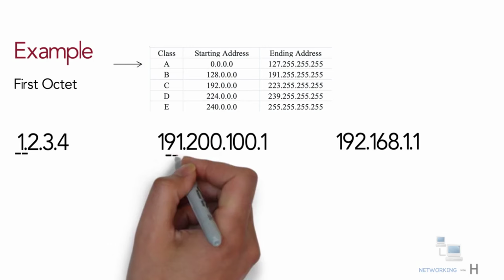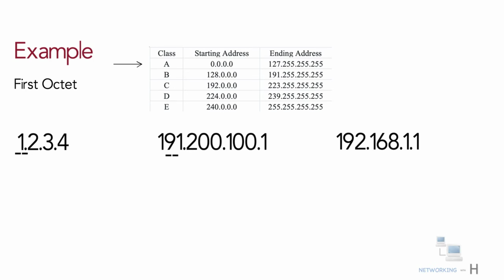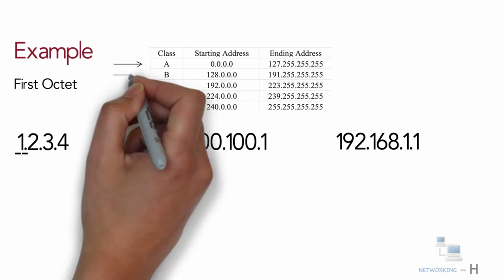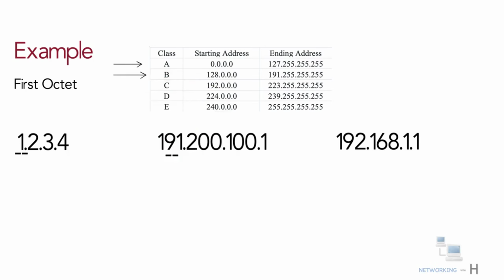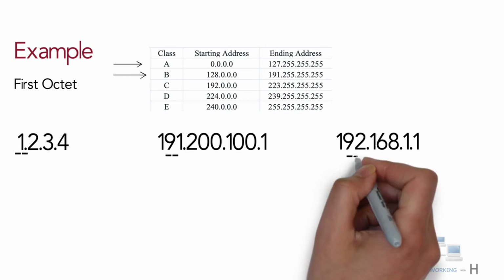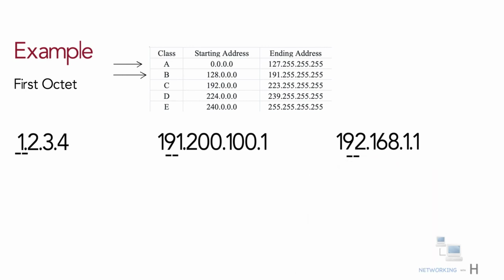If the value of the first octet is in the range of 128 to 191, it's a Class B IP address. If the value of the first octet is in the range of 192 to 223, it's a Class C IP address.